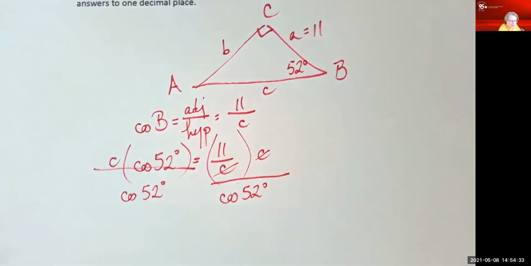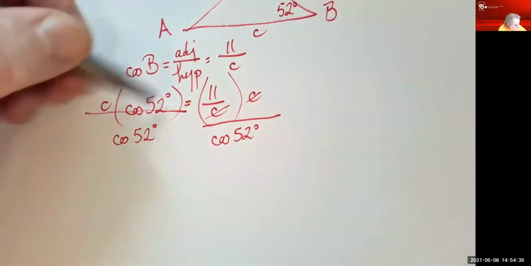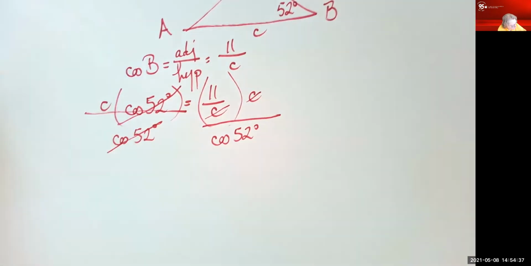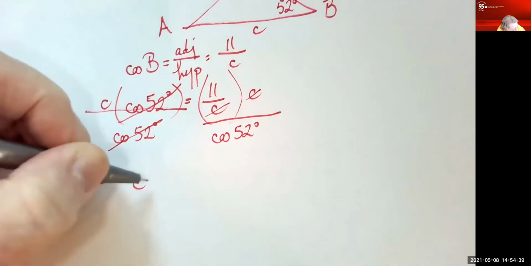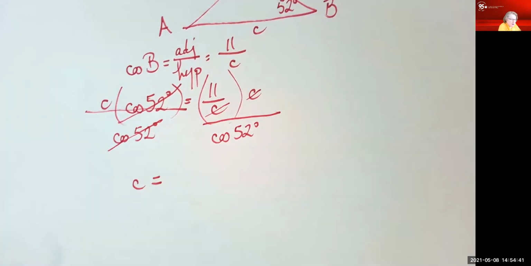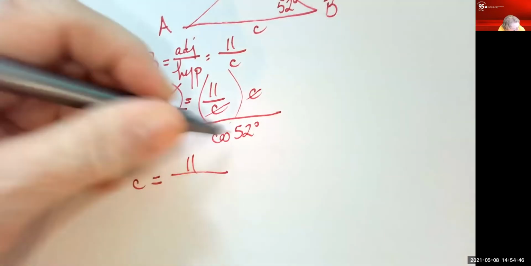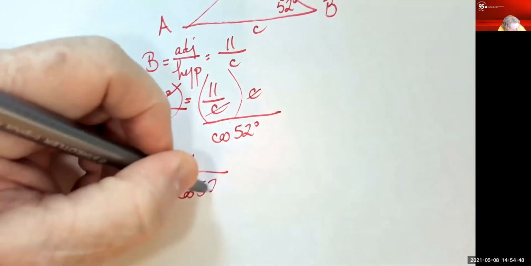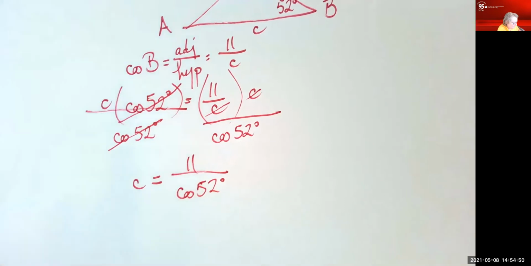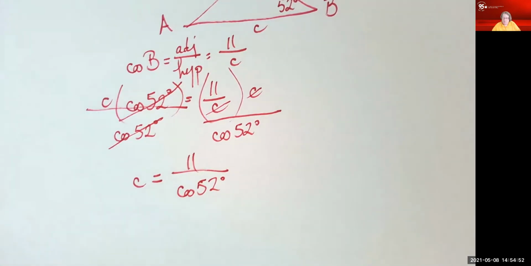Now let's simplify all this. The cosine of 52 degrees divides out, and on the left, I'm left with side C. On the right, I have an 11 in the numerator and the cosine of 52 degrees in the denominator. And that's how I'm going to find an approximation for side C.